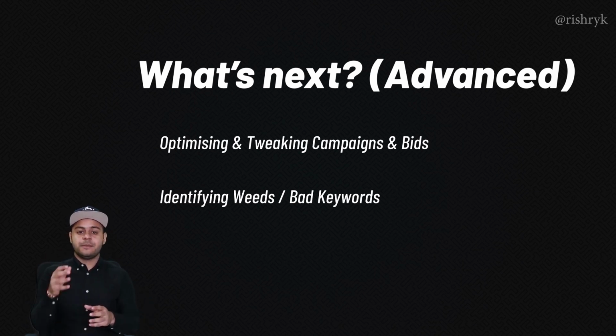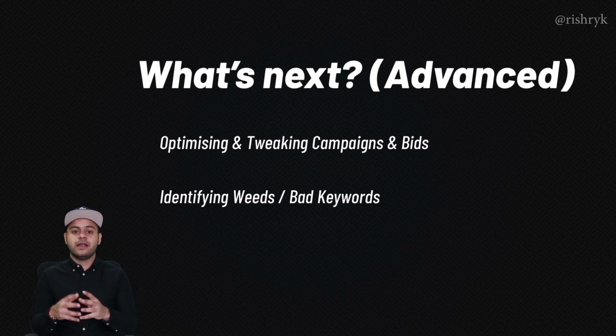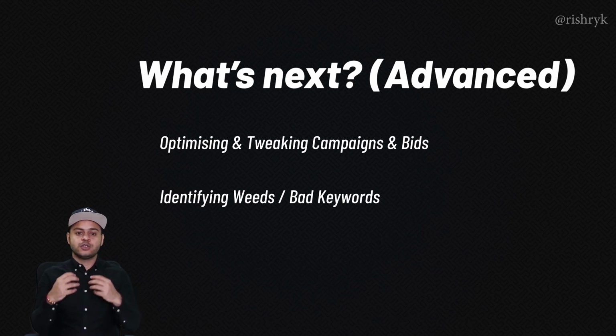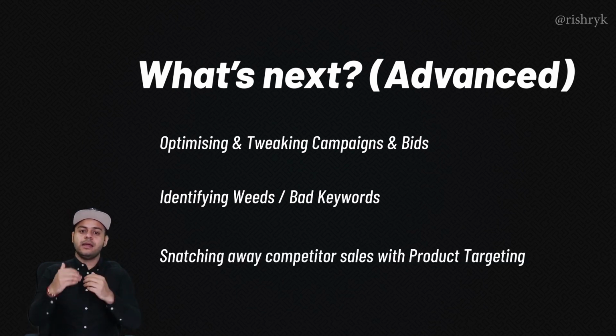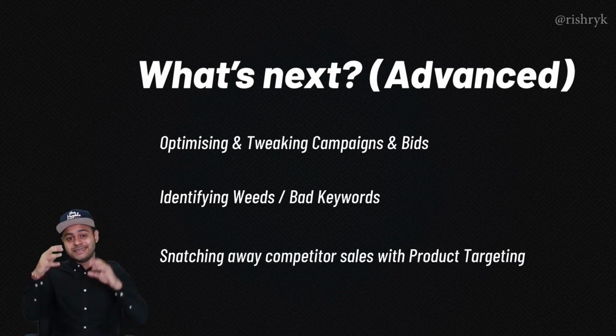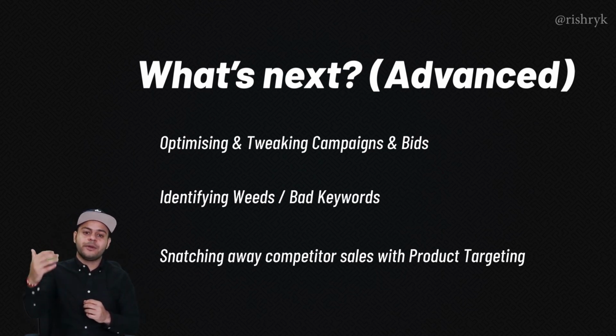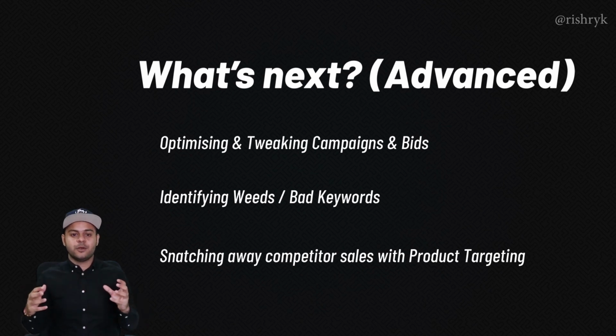Just to give you a heads up, something else that you can do is also set up product targeting campaigns, wherein you can start showing up your product on other listings' detail pages, therefore grabbing the attention of the shoppers who are looking at your competitor products and scaling up your sales. But that is a bit advanced, like I said in part 1.